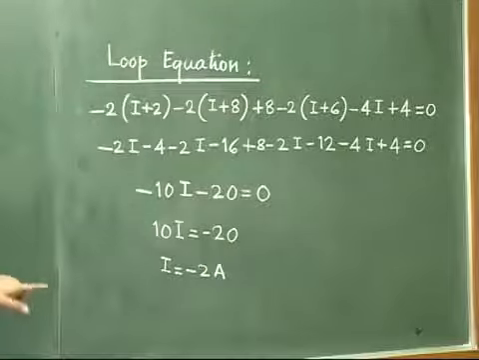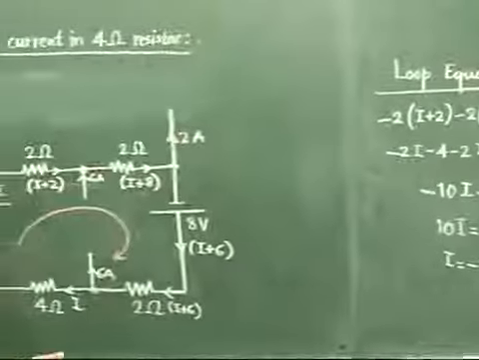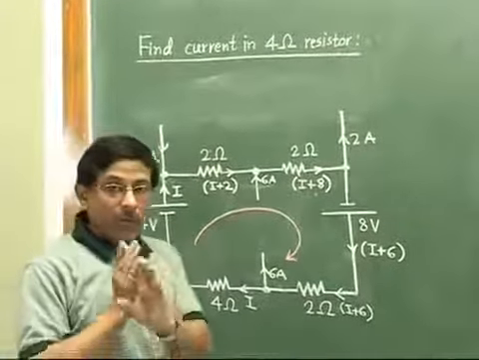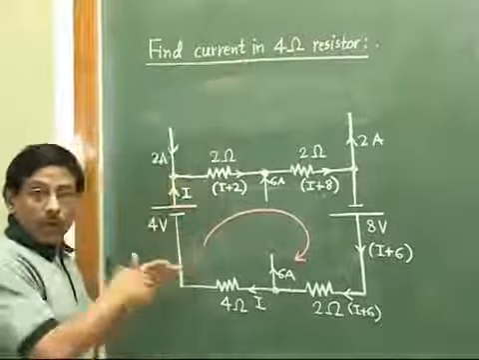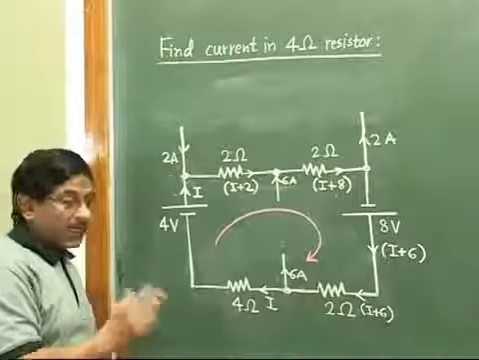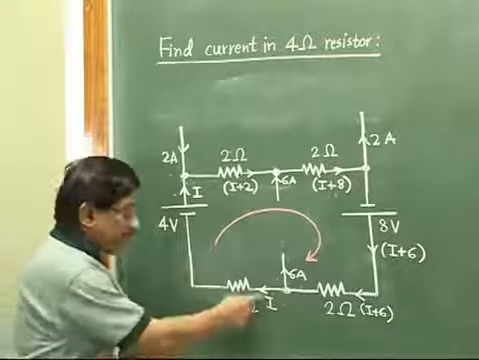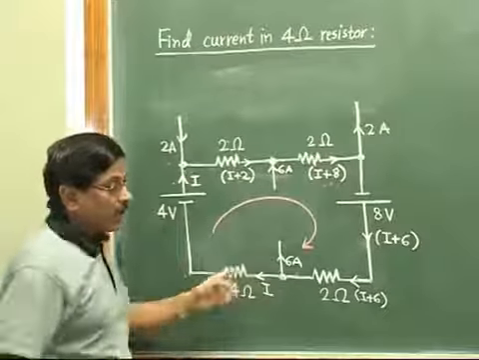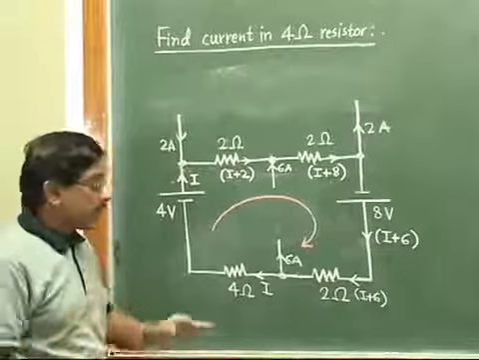So as I is coming minus 2 ampere, maybe now the direction of current would be opposite. Now see here, our job is to find out current in the 4 ohm resistor as per the problem. Now look at our diagram and see what current was flowing in our 4 ohm resistor. As per our current distribution, current I was flowing through the 4 ohm resistor. And what value we have got for I? Minus 2 ampere. So magnitude we know is 2 ampere.